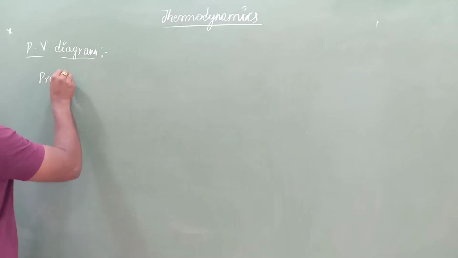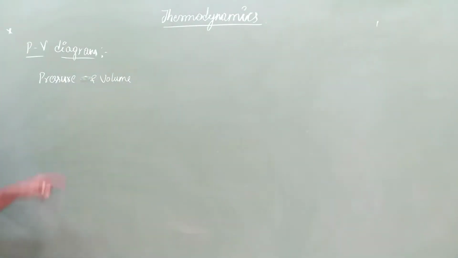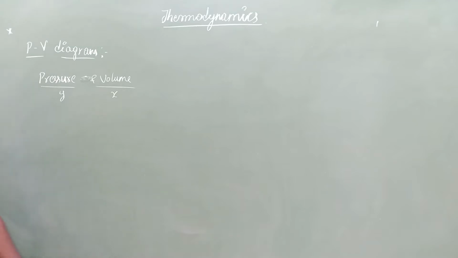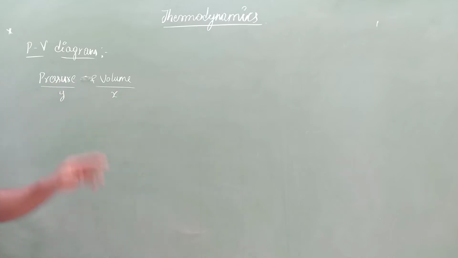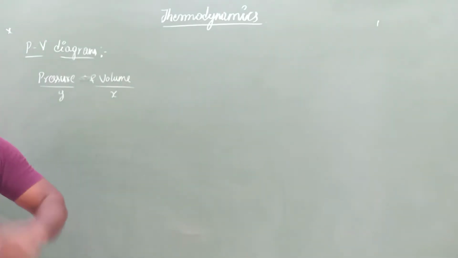So here we have taken the pressure and volume. Pressure is taken along the y-axis and volume is taken along the x-axis. When you plot the graph, the resultant graph that we will get is nothing but the PV graph or PV diagram. Okay, so we have four processes that we know in the application of first law of thermodynamics that we have already studied.